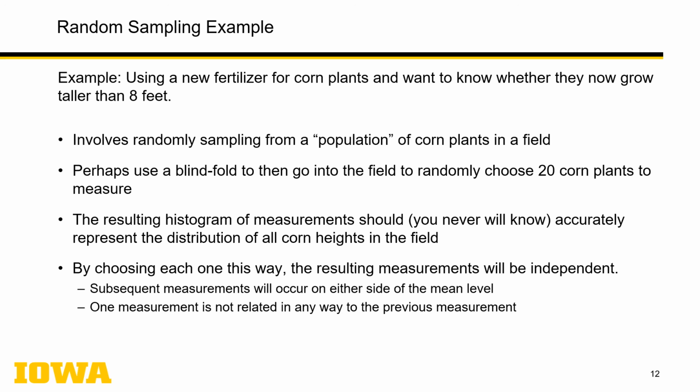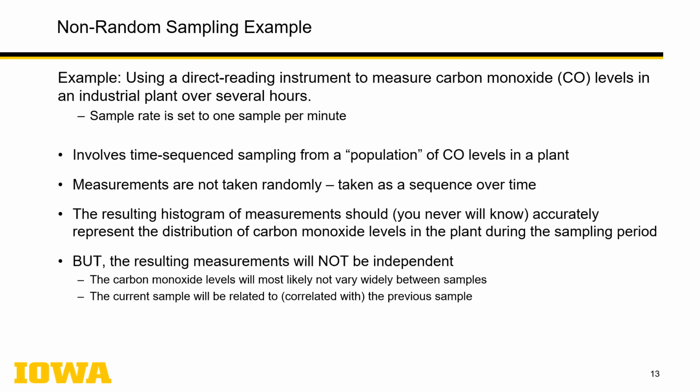The resulting histogram of the measurements should, again, you'll never know, accurately represent the distribution of all corn heights in the field. But, again, by choosing each one this way, the resulting measurements will be independent. So the subsequent measurements will occur on either side of the mean level, meaning the next time I go to grab one, it's going to be maybe lower than the mean of all the ones I previously grabbed, or maybe it's going to be a little higher. You're going to be bouncing around, in a sense, if you can imagine it that way, around the mean. One measurement is not related in any way to the previous measurement. They are independent.